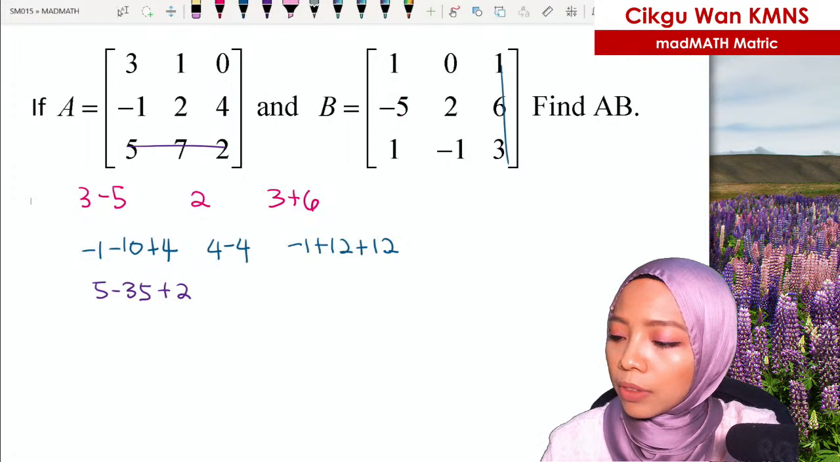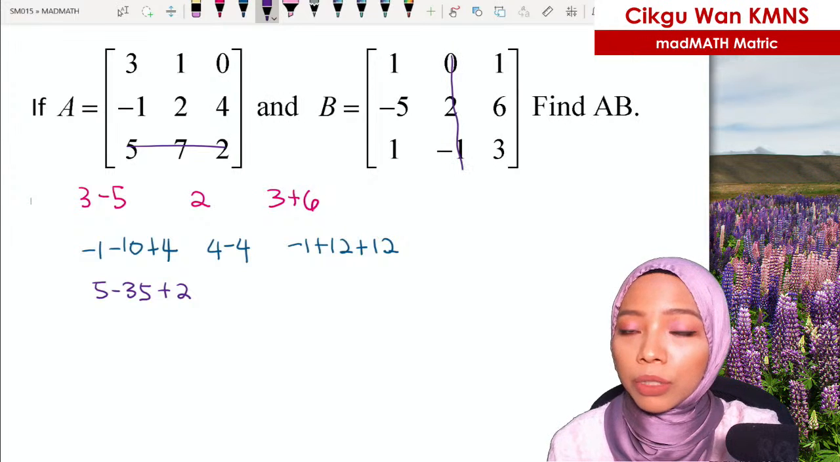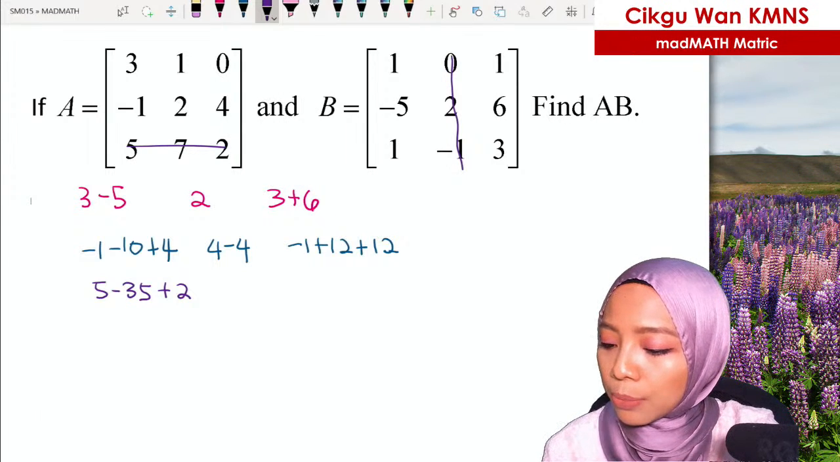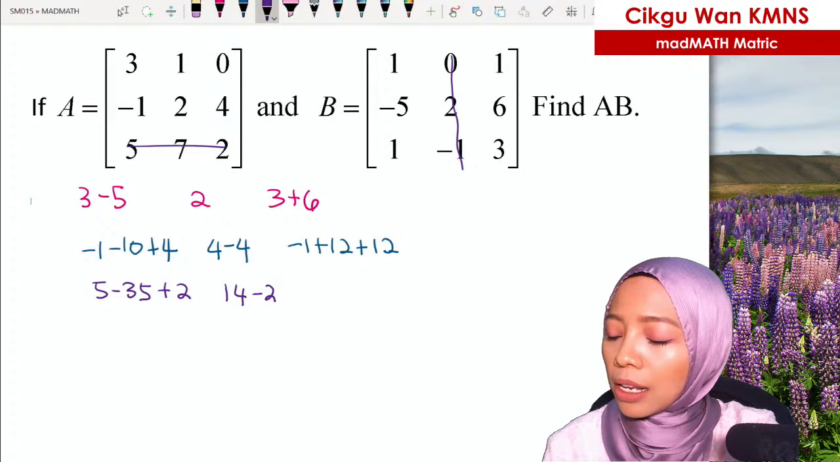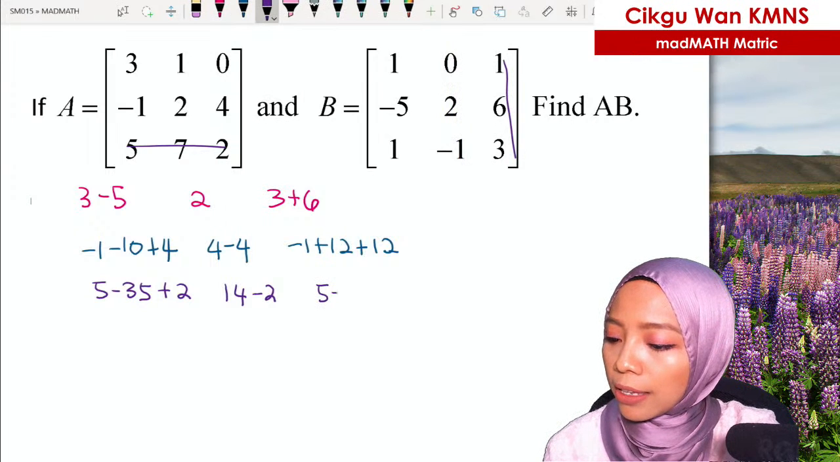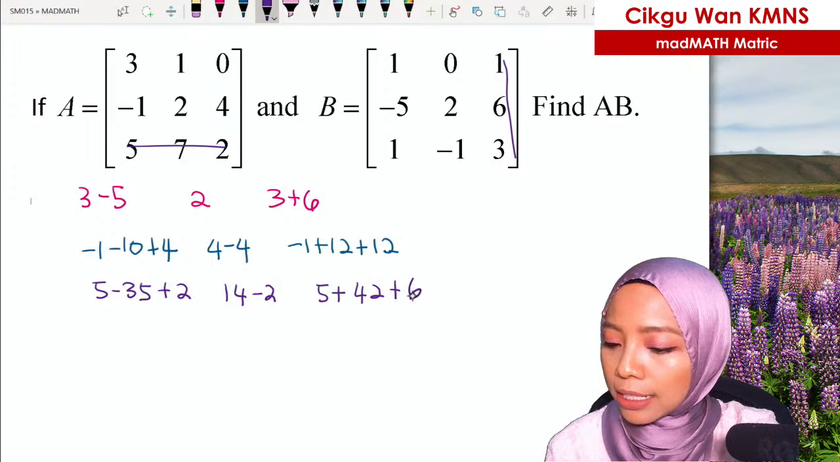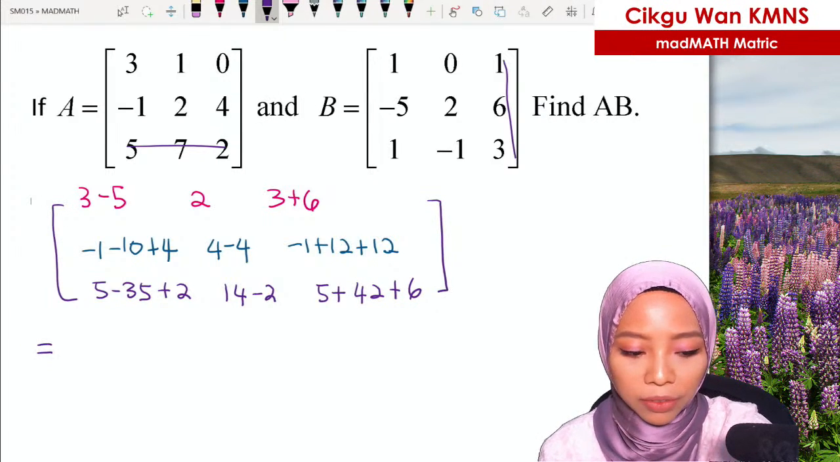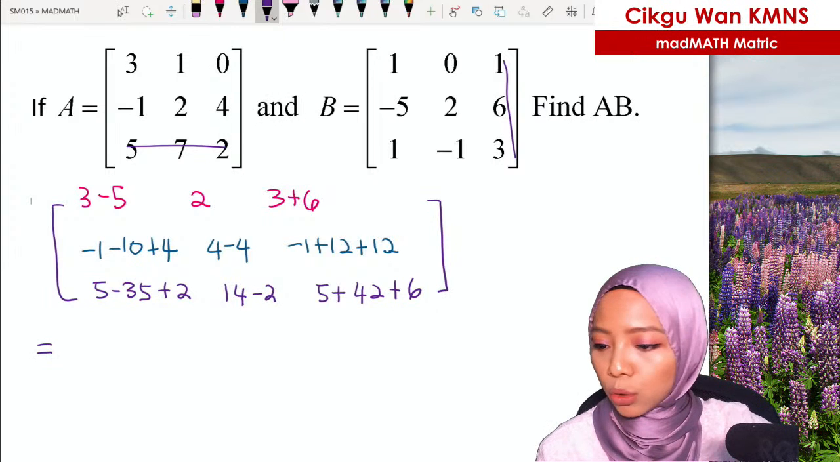Okay, boleh kira-kira bersama cikgu. Kalau ada salah boleh tulis kat ruangan komen. 0 times 5, 0. 7 times 2, 14. Minus 2. And then the last part here. 5 times 1, 5. Plus 6 times 7, 42. Plus 6. So now it will give us negative 2, 9.